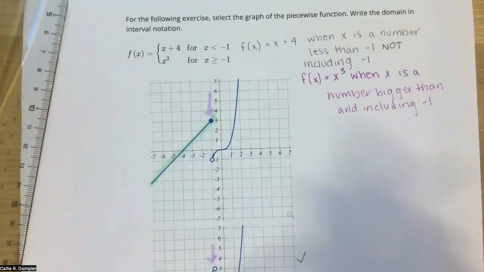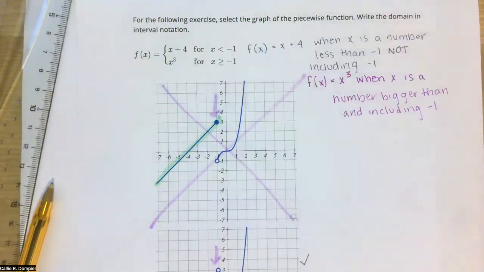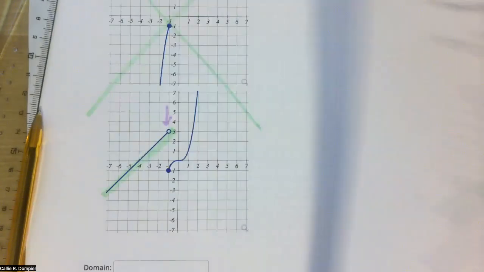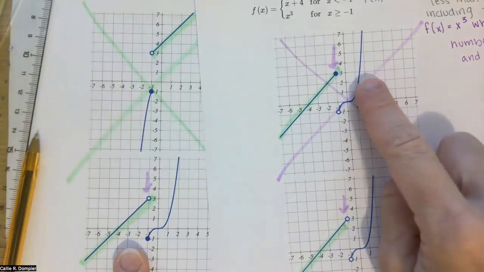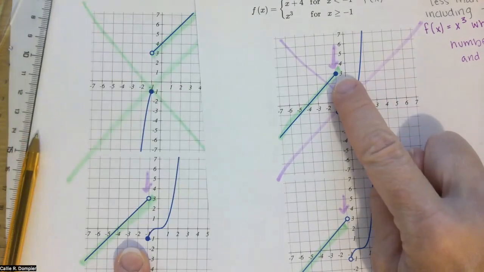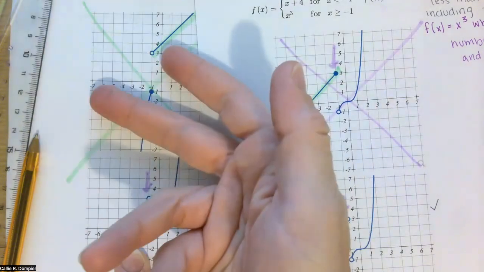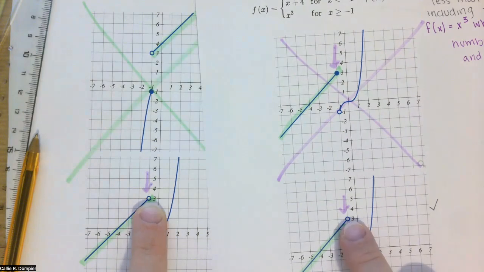Because this circle is not empty, it cannot be this option. Right? Because it does not include -1. That means that there needs to be a hole in the graph at -1 for x plus 4. Okay, so we've eliminated this one because that includes -1 and we do not want that. We've eliminated this one because it's backwards, right? It might be this one and it might be this one. All right.